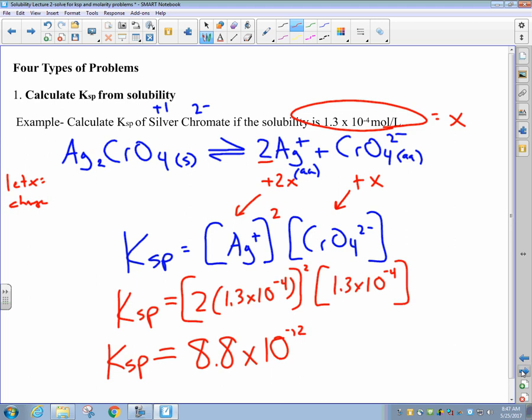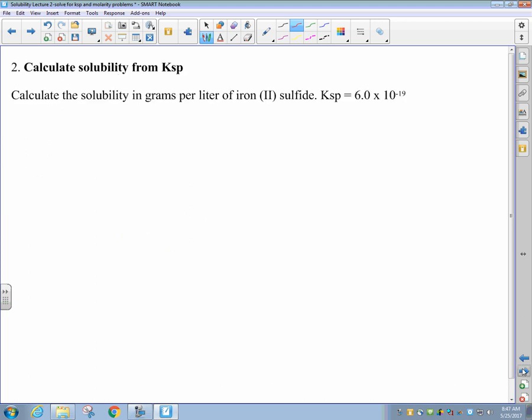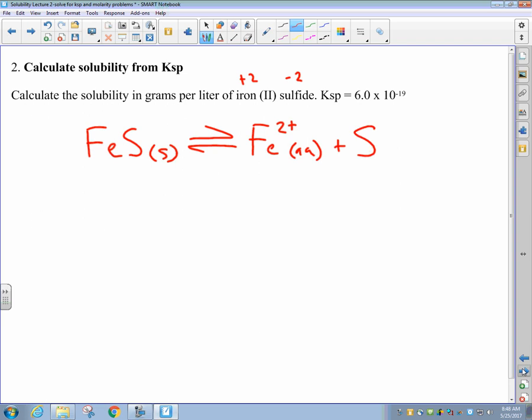The second type of problem, now instead of calculating KSP from solubility, we're going to flip it. We're going to give you the KSP value and ask you to solve for the solubility. Our compound that we're dealing with here is iron 2 sulfide. So iron 2, we've got iron with a 2 plus charge. Sulfide, the root element there is sulfur with a minus 2 charge. So our compound is going to be FeS as a solid, in equilibrium with its iron ions, Fe with a 2 positive charge, and our sulfide ions with a 2 minus charge.